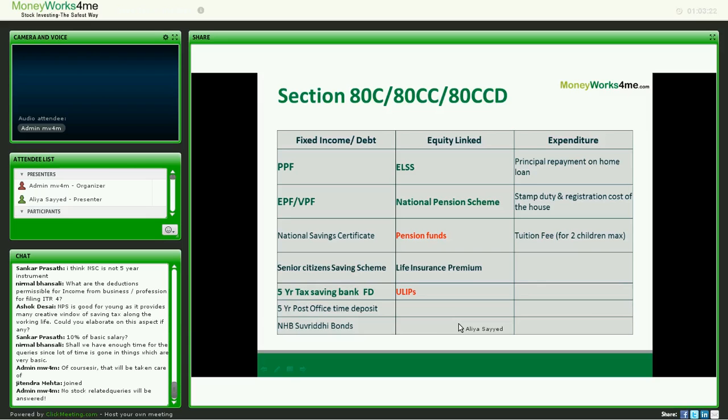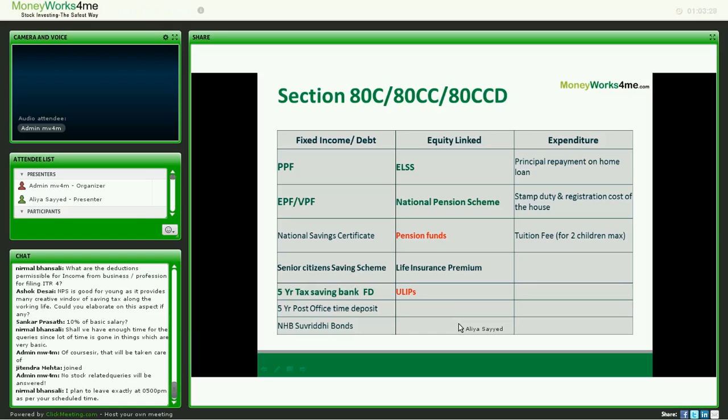Life insurance premium should be incidental. If you have a life insurance premium, you can claim deduction up to that. But if you do not require life insurance, do not buy life insurance just for the purpose of saving tax.